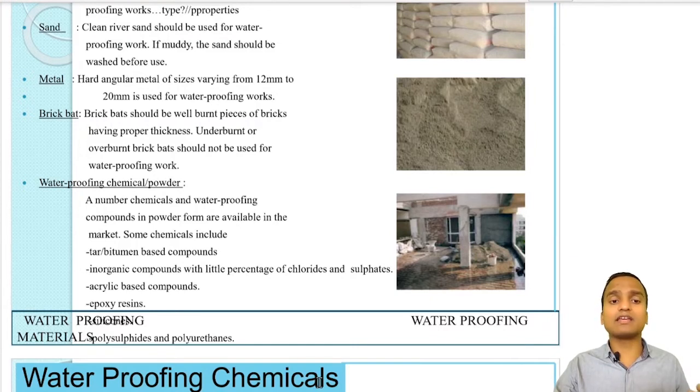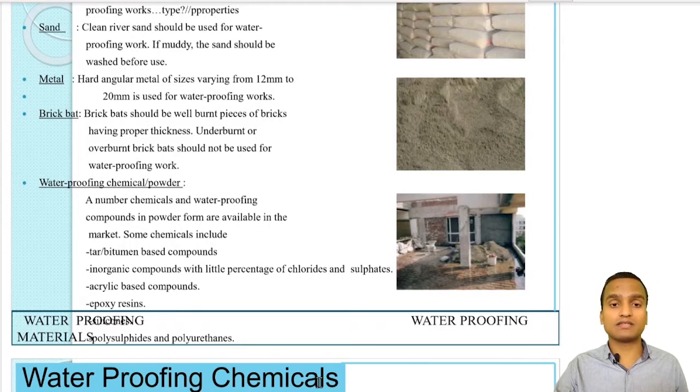Third is the acrylic based compounds. Now these are the compounds which can be used to paint the surface almost. Acrylic based compounds, that way we use also acrylic paints also, okay. The next chemical is the epoxy resins.